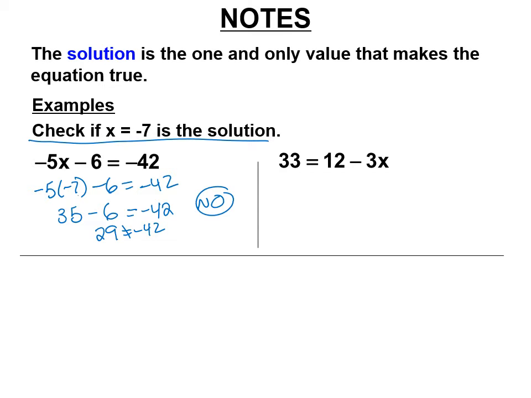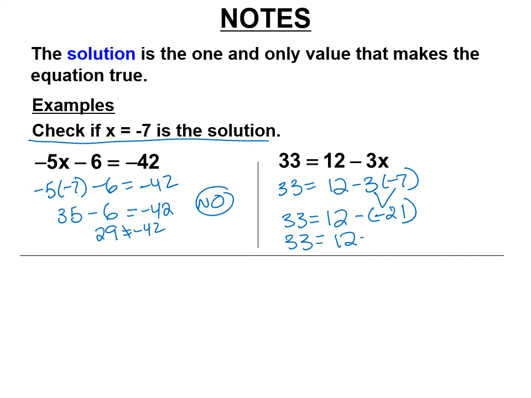So check this. We're going to put -7 where x is. Right? 3 times -7 is -21. 12 minus -21. Does that equal 33? 33 equals, this is 12 plus 21. Yeah, 33 equals 33. Yes, so -7 was the only number that made that true.